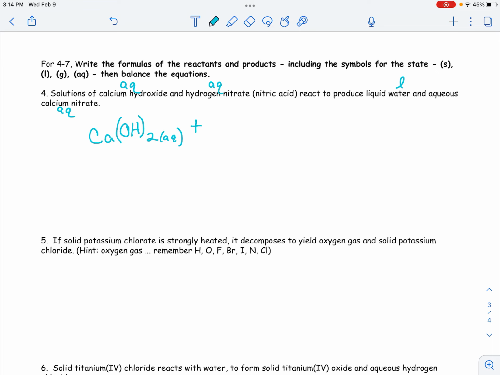Then I'm going to react it with hydrogen nitrate. Hydrogen is a +1. Nitrate is a -1. So those are already balanced as far as charges. I don't need to add any subscripts. I do need to put my state script, which is aqueous. Then it tells us that it reacts to produce water, which is a liquid, and aqueous calcium nitrate. So calcium, remember, was a +2. My nitrate was a -1. And so I'm going to need 2 nitrate to balance out my calcium.